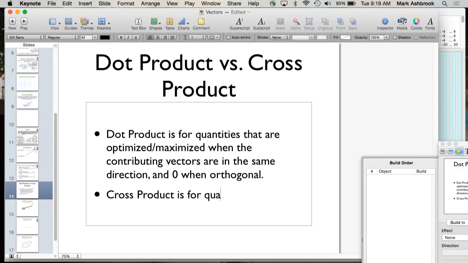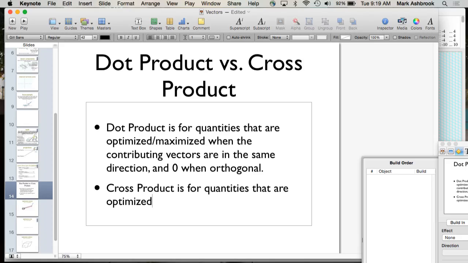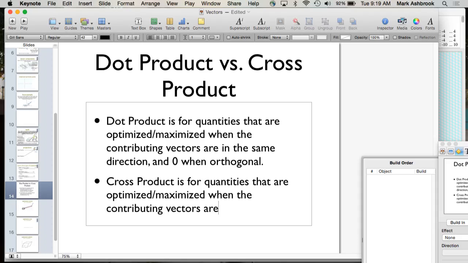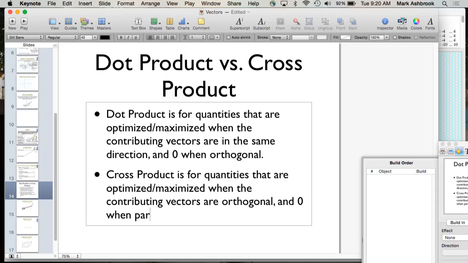It is for quantities that are optimized, maximized, when the contributing vectors are... so when am I going to get the biggest cross product? When they're orthogonal, right? There are certain situations in life where we get the best or maximum situation when the contributing vectors are orthogonal. And 0 when? Parallel, right? Either the same direction or opposite direction.